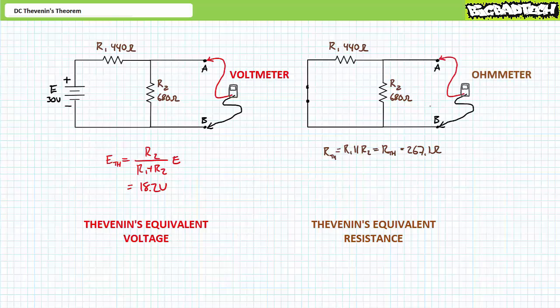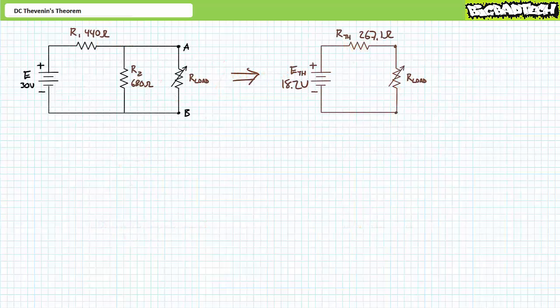Finally, one would read the resistance of the modified circuit at the terminals of interest. An ohm meter in this position would see R1 in parallel with R2 for a value of 267.1 ohms. Whether you calculated the Thevenin's equivalent voltage and resistance or experimentally determined them, the Thevenin's equivalent circuit for this original circuit is a series combination of ETH, an 18.2 volt source, and RTH, a 267.1 ohm resistor, supplying a variable load resistor, R load, attached to the nodes of interest.